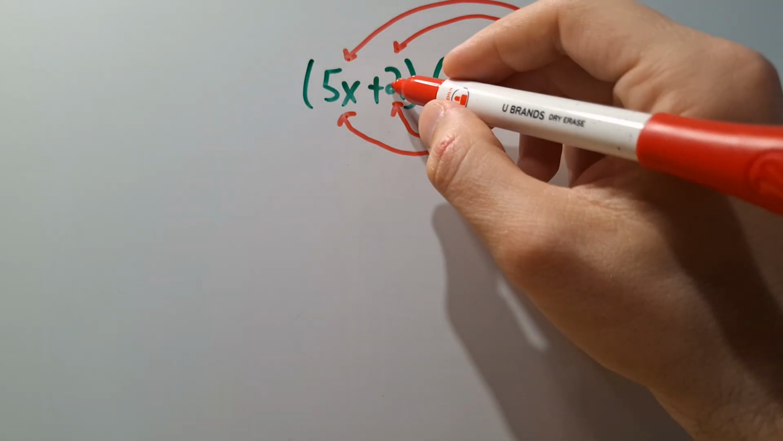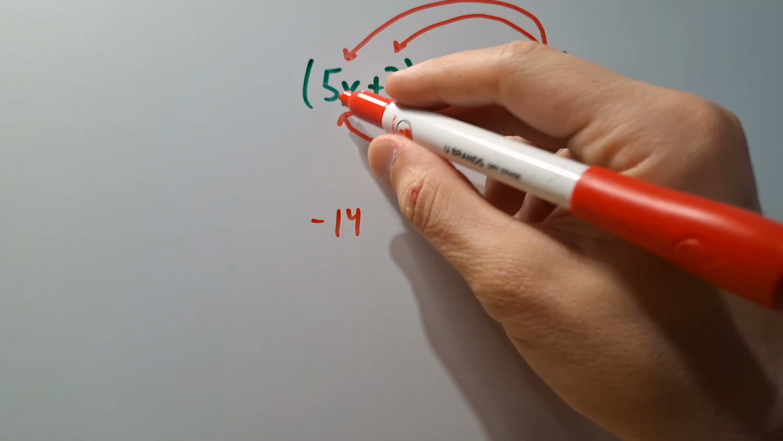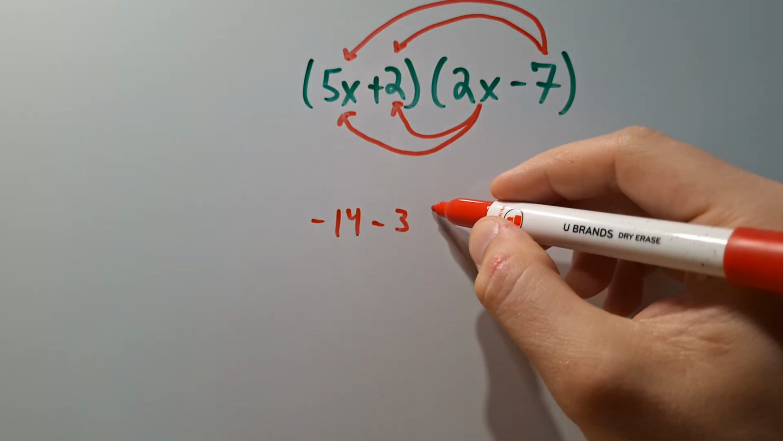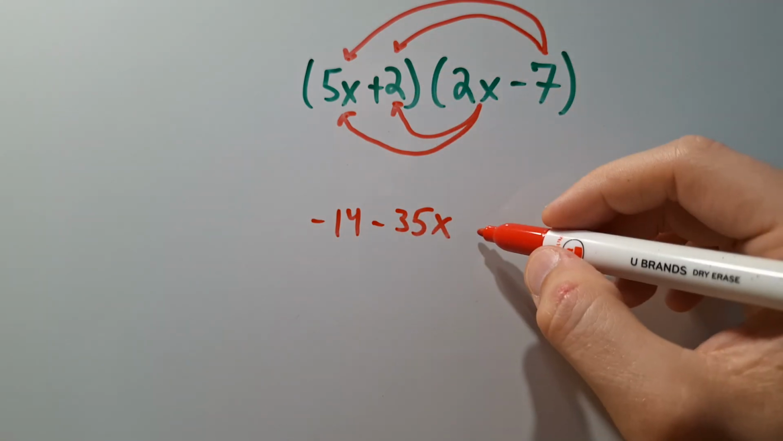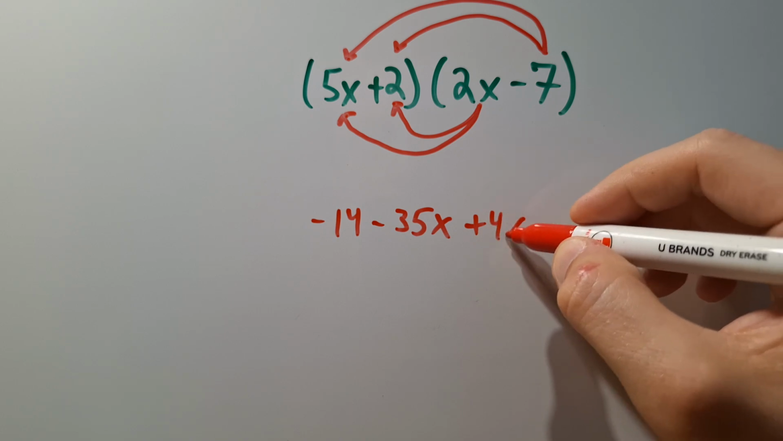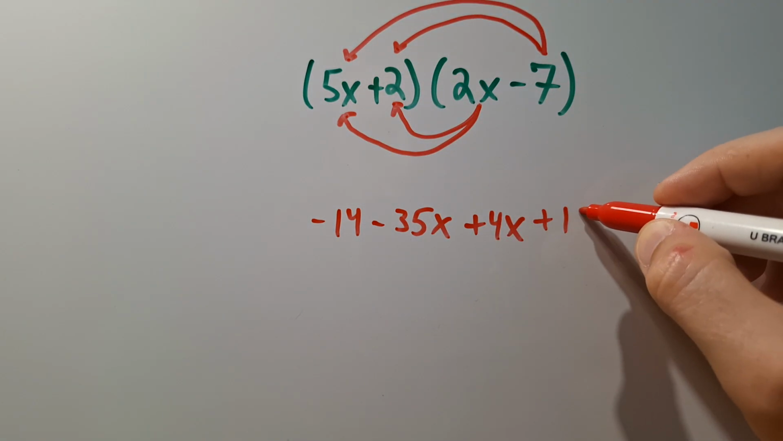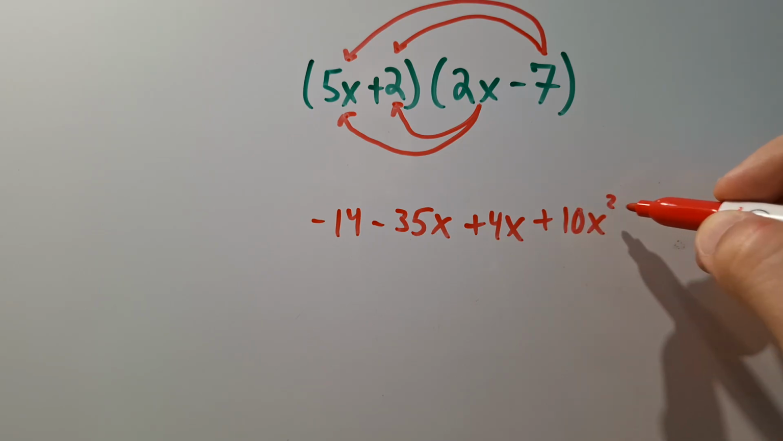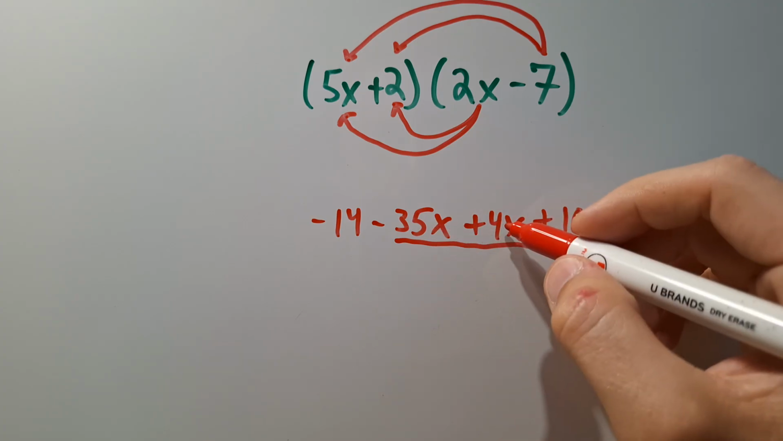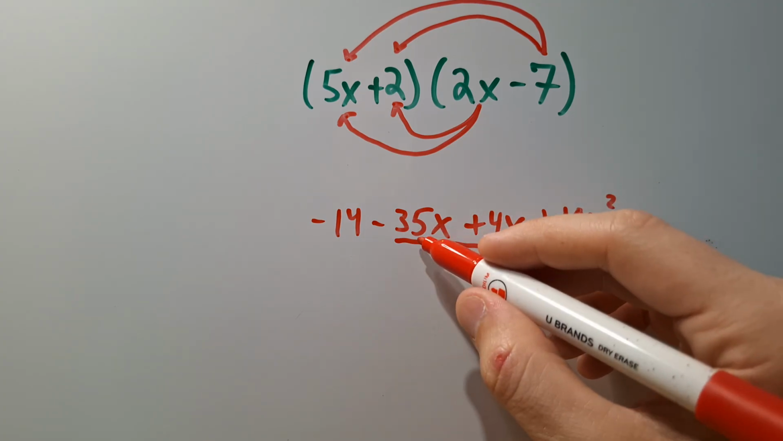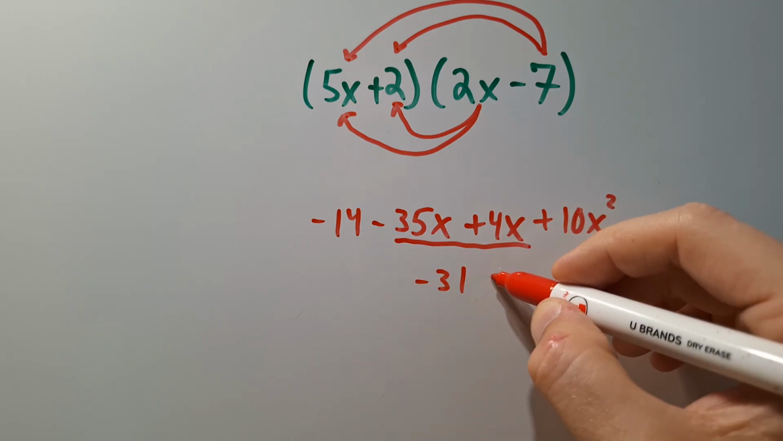So -7 times +2, -7 times 5x, (2x times 2), and 2x times 5x. These are like terms. Add their coefficients together. You still get a negative term, which would be -35 plus 4, or -31x.